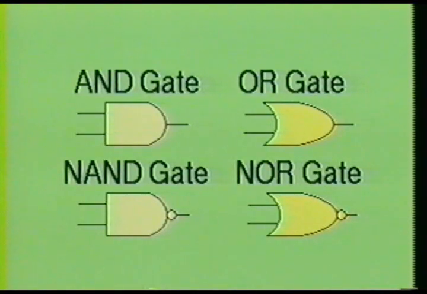Most of the gates shown to this point have had only two inputs and one output. In today's modern circuit, it is common to find gates with 3 or even 4 inputs each.